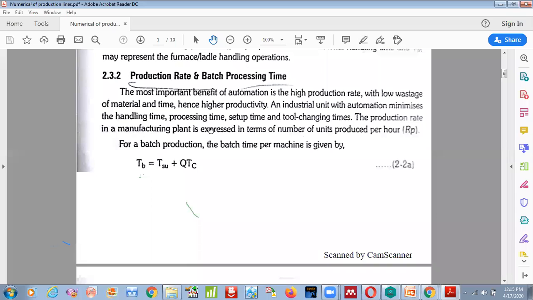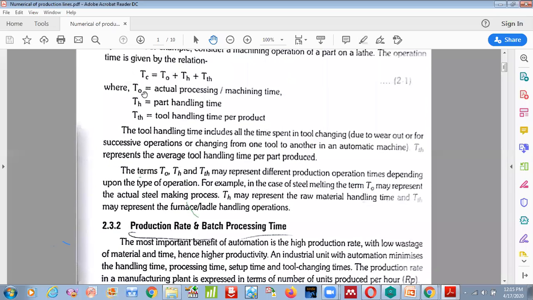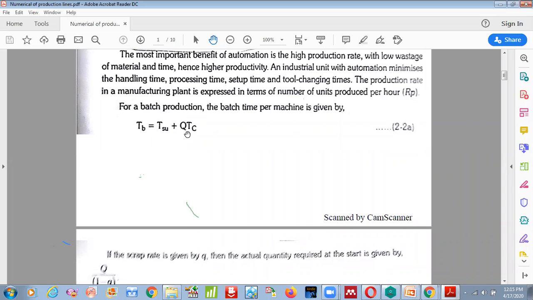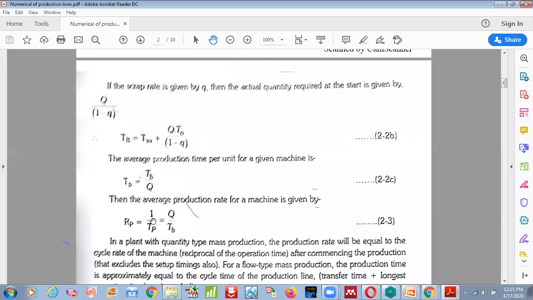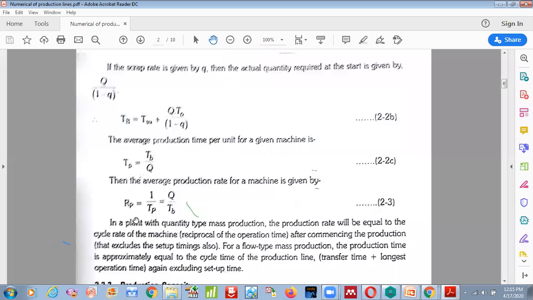T suffix SU refers to the setup time. In industry with automation, the production rate of a manufacturing plant is expressed in terms of the number of units produced per reference period. That is given by TB equals TSU plus Q into TC, where TC is the cycle time and Q is the number of products produced. Now he has further derived the average production rate, RP. Average production rate is equal to 1 divided by TP, which is equal to Q divided by TB.